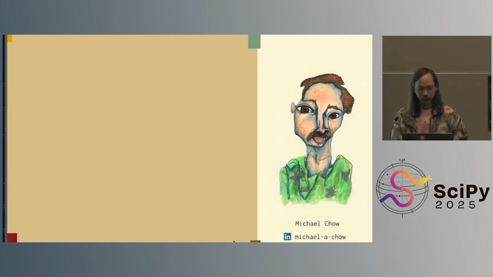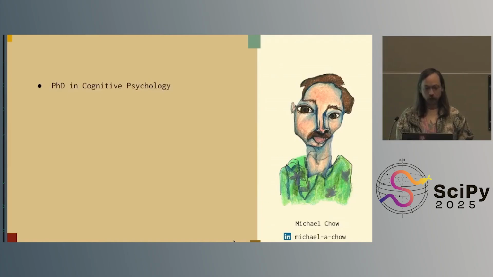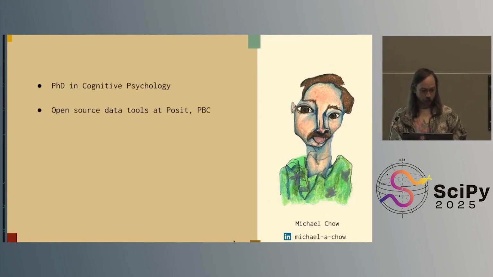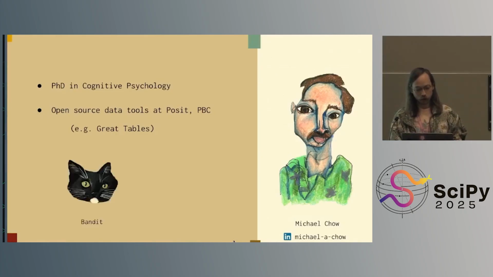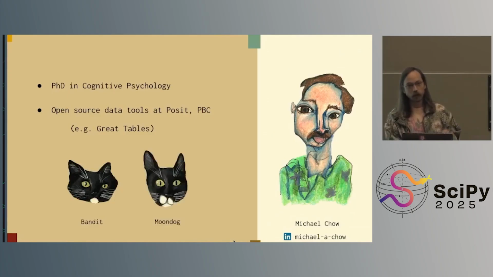So just a little bit of background on me. My name's Michael Chow. I did a PhD in cognitive psychology, and I work on open source data tools at Posit PBC, mostly on Python tools. For example, one tool I maintain is called Great Tables, and it's all about displaying tables for publication. Aside from that, I have two beautiful cats, Bandit and Moondog. And I will say one is very sassy, one is a real goober, and I'll let you decide which is which.